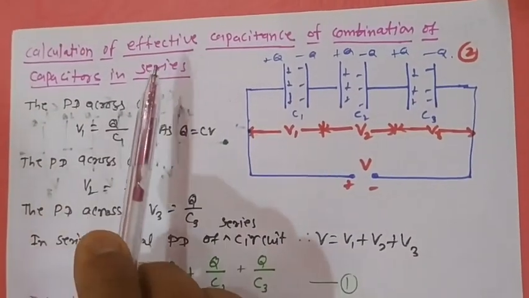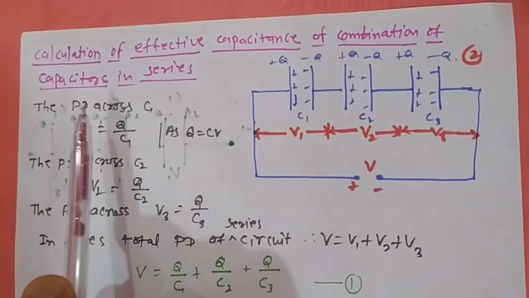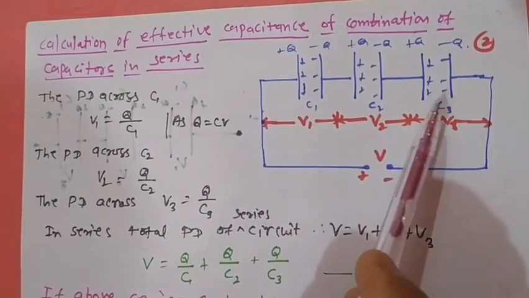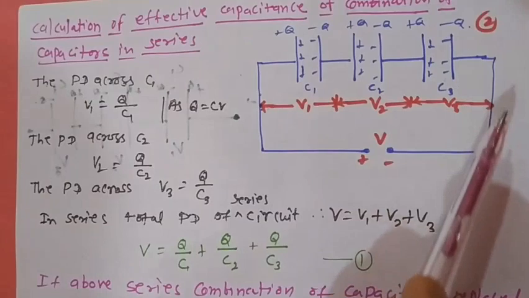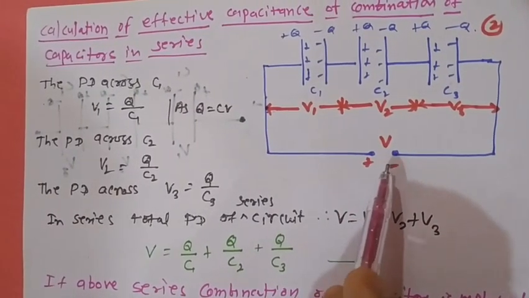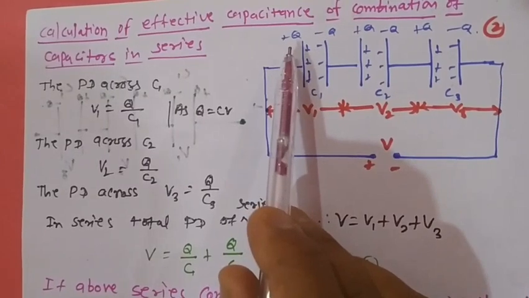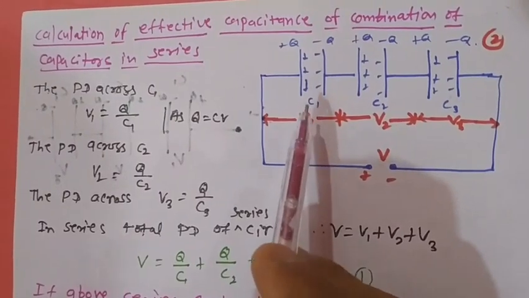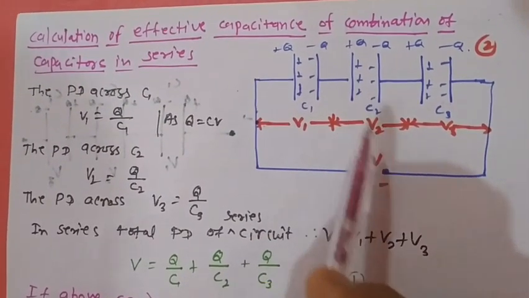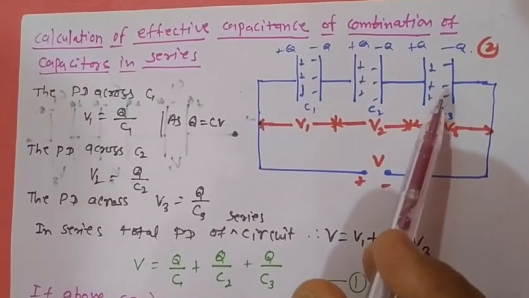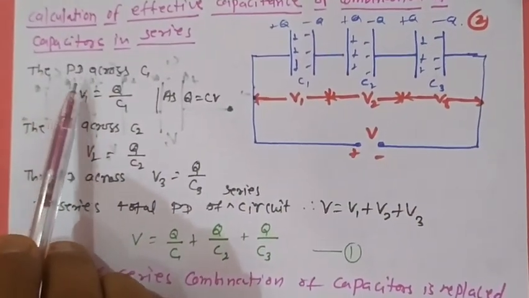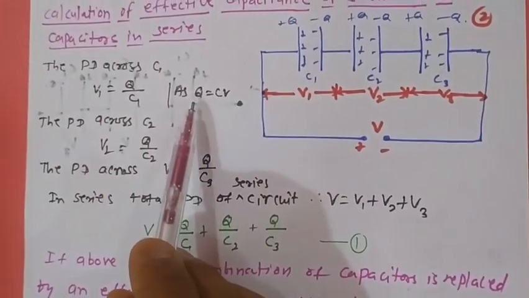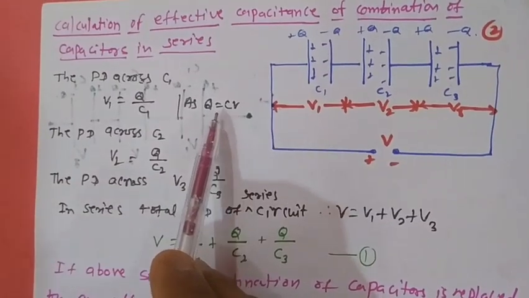Calculation of effective or equivalent capacitance of a combination of capacitors in series. In the diagram we can see that three capacitors C1, C2 and C3 are connected in series with a potential difference of V. The charge Q is present on C1, C2 and C3, and suppose V1 is the potential difference across C1, V2 the potential difference across C2 and V3 the potential difference across C3. Then the potential difference across C1, V1, equals Q upon C1. We have the relation Q equals CV, so V equals Q upon C.